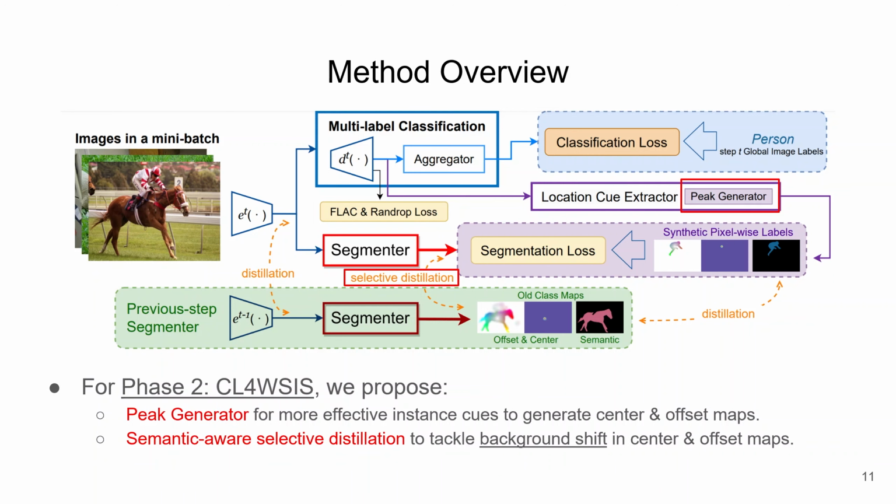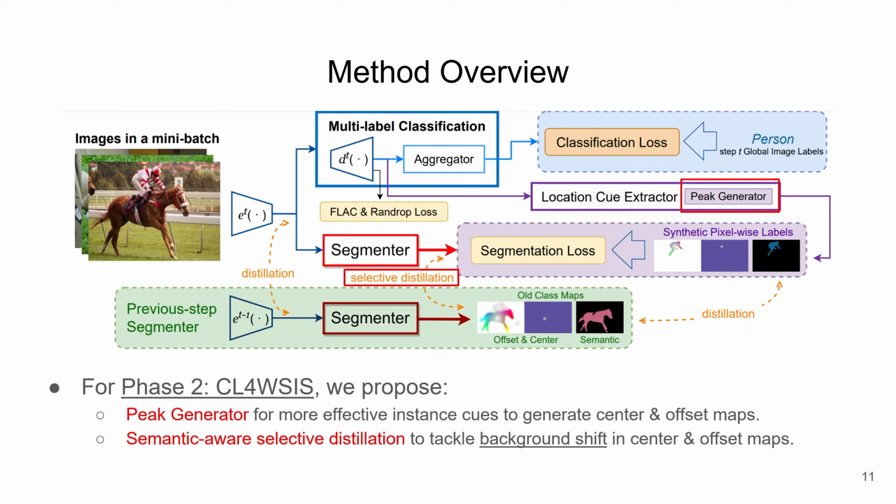For phase 2, we propose the peak generator, PG, which aims to generate an accurate queue, or say peak, per instance to help us identify useful masks in semantic segmentation to generate the center and offset map. This generation process was proposed in a recent WSIS work. Our PG can generate more effective queues compared to the previous method by considering the semantic segmentation information.